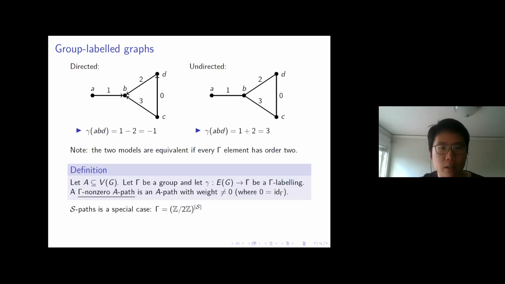Okay, and here is the generalization of S paths to group label graphs. So the generalization turns out to be non-zero A paths. If you give me a directed group label graph, and if you give me some set of vertices A, then now I'm looking for A paths that have a non-zero weight. Okay, and let me show you why this is a generalization of S paths.